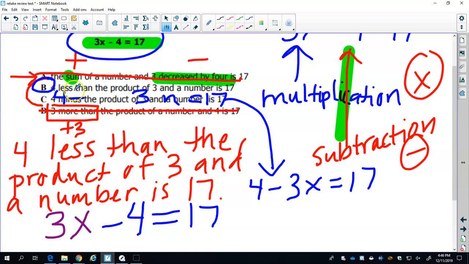And maybe that was your mistake. The less than confused you versus the minus. So study up on that.